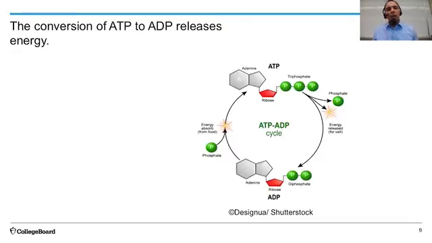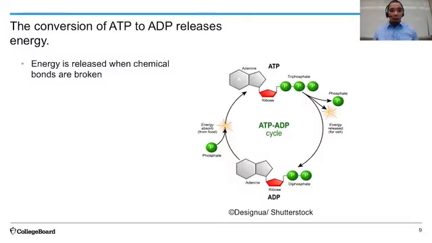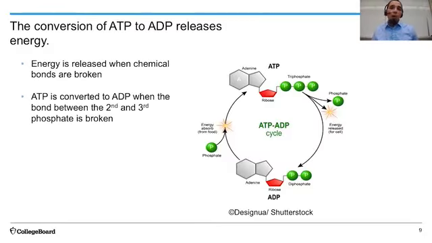And so let's also talk about this conversion of ATP to ADP. The conversion of ATP to ADP releases energy. So in that picture, you can see where that ATP is giving off that phosphate. So energy is released when the chemical bonds are broken. And so when that bond is broken between the second and third phosphate, that's when you release energy.